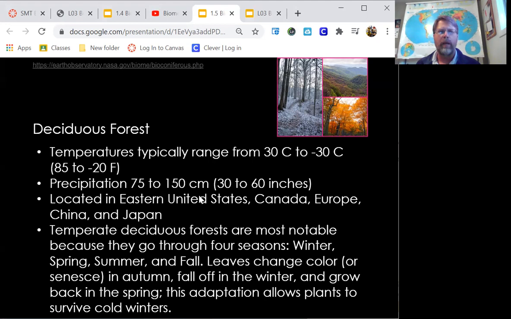So this biome of deciduous forest is notable because it goes through the four seasons: winter, spring, summer, and fall, where the leaves change in the autumn or the fall and fall off the trees in the winter and then grow back in the spring, which allows the plants to survive the harsh winters and still capture all the energy in the summer. So like I said, Vancouver, Washington doesn't technically have the same four-season cycle that places like Boston or China or Europe would have.